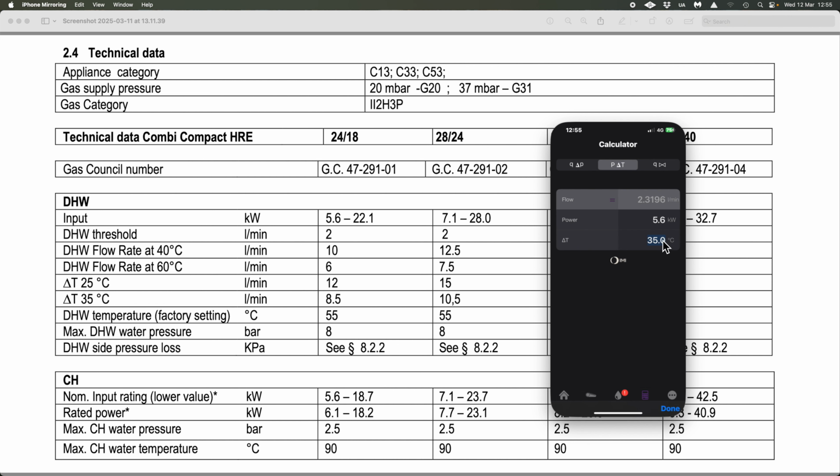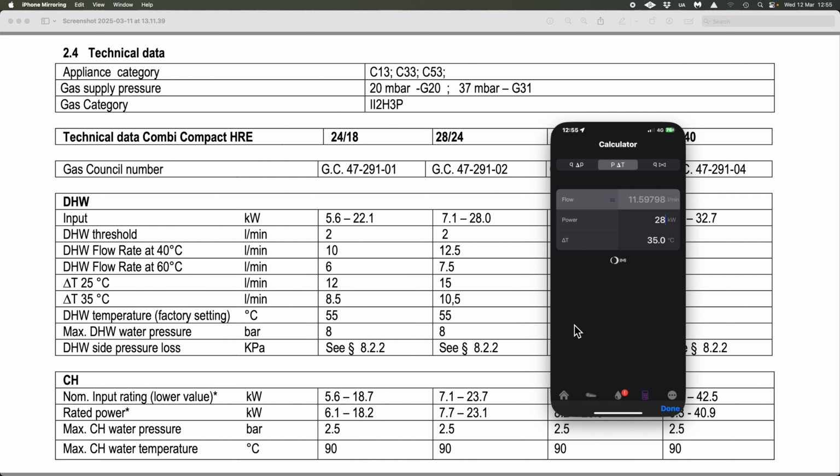So 35 delta T. Let's change that now to 28 kilowatt. 28, yeah, there we go. Look, so we've got 11.5 litres per minute. So we know that works out about right, because we've raised the outlet temperature to 45 degrees there, just a bit. So that gives us that side there, 11.5 litres per minute.